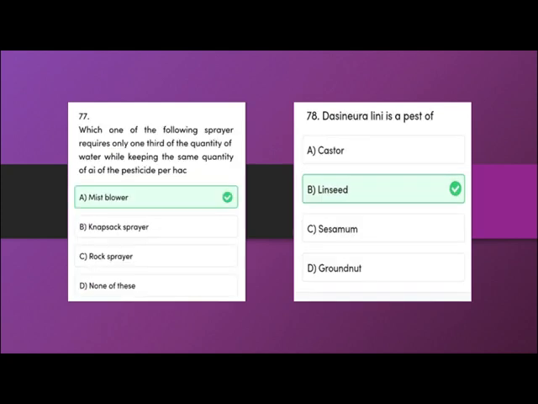Now come to the next question. Which one of the following sprayers requires only one third of the quantity of water while keeping the same quantity of active ingredient of the pesticide per hectare, and the answer is mist blower.